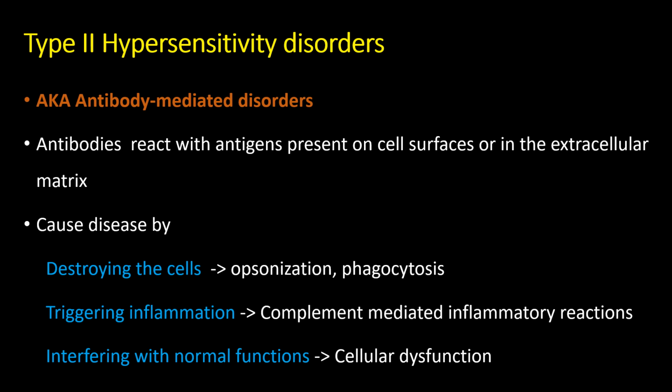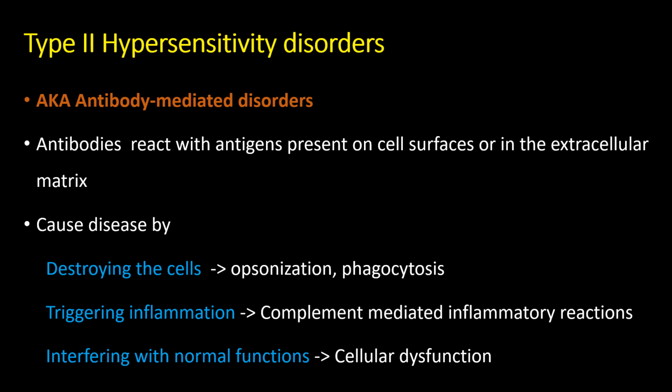Here what happens is, the antibodies react with antigens that are present on the cell surface or which are present on the extracellular matrix also. Try to understand the location of the antigens here. Here the antigens are either located on the surface of the cell or they are present in the extracellular matrix. Whatever may be the location of the antigen, these antibodies will interact with the antigens, ultimately leading to cellular dysfunction. Okay, so there are three different mechanisms through which antibody mediated immune reactions can cause disorders. Okay, the first one is by destroying the cells itself.